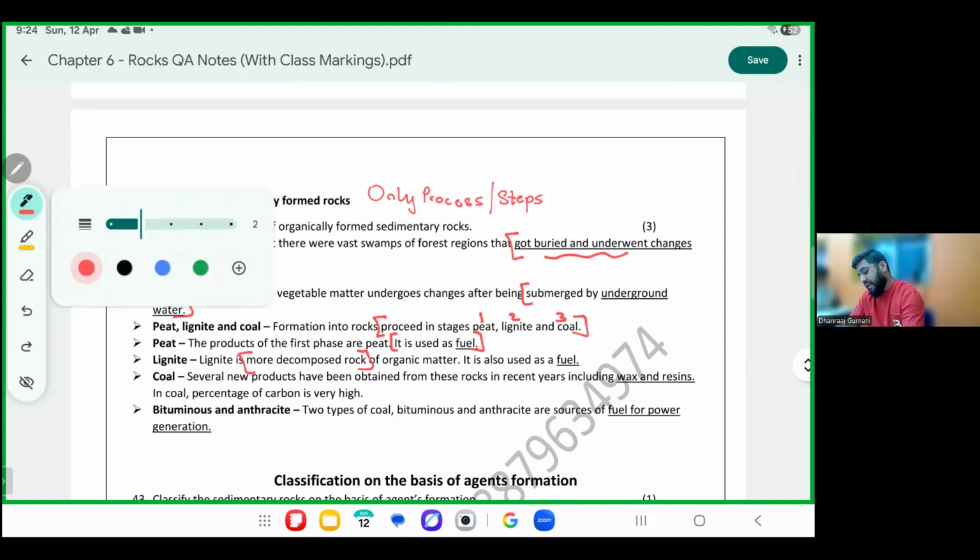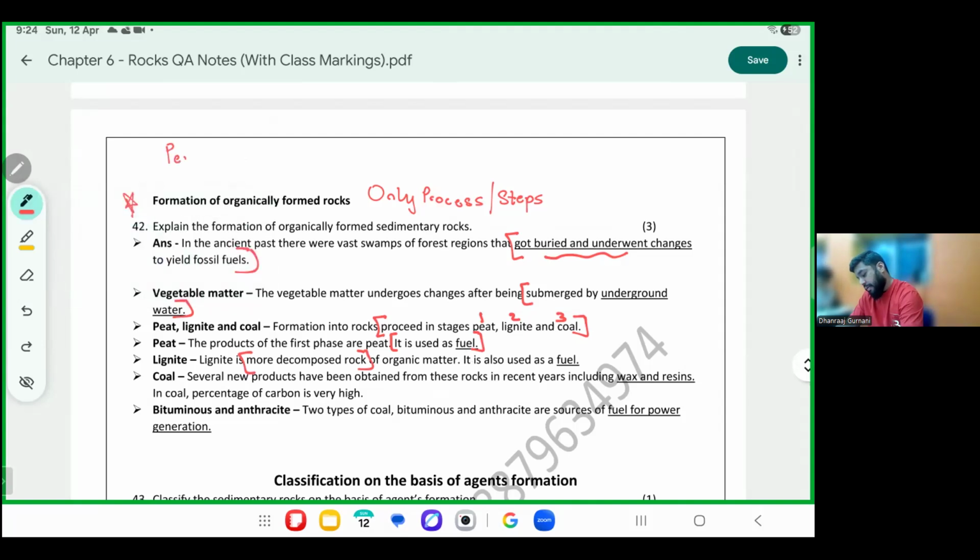So first came peat. After peat, after some more decomposition, comes lignite. It is more decomposed. It is a better version of the fuel. And then finally comes stage 3, coal. This is stage 1, this is stage 2, this is stage 3.